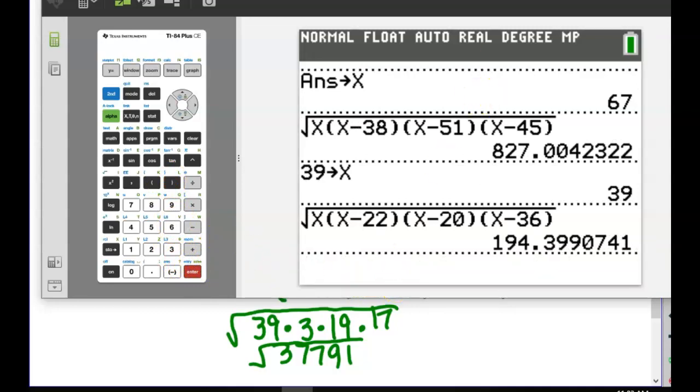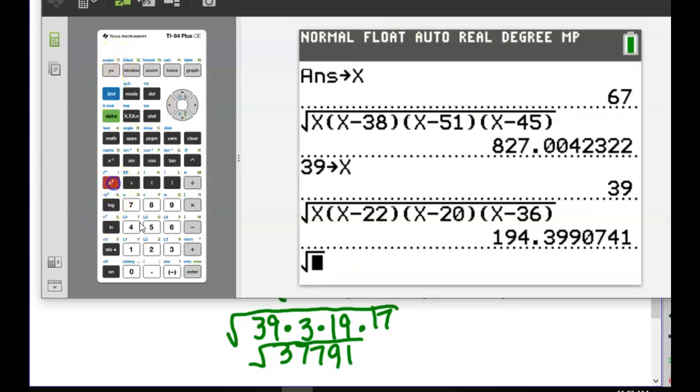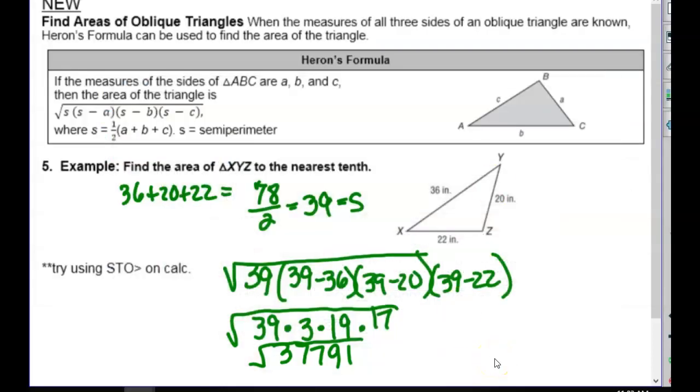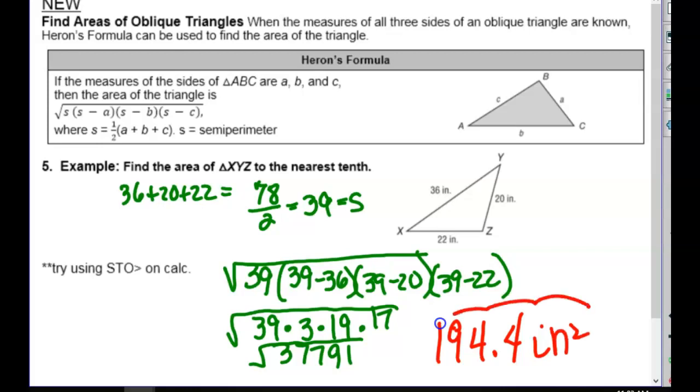So I got 194.4. I don't know if that's equivalent to what I had. I had square root of 37791 when I was trying to do some of it in my head. It is equivalent. Woo! So my notes here aren't wrong. It does turn out 194 point what? 194.4. And that is square inches because it's an area.